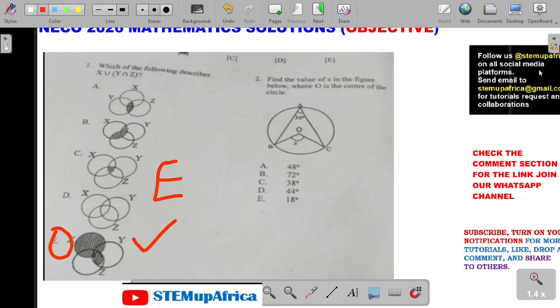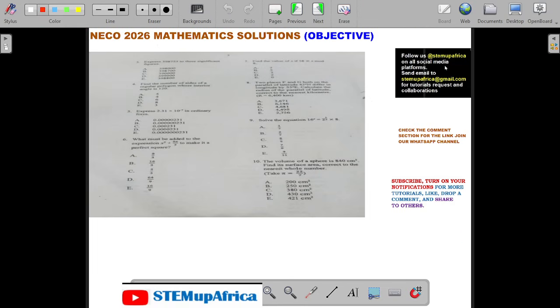Number 2, find the value of X in the figure below where O is the center of the circle. We know that the angle at the center is twice the angle at the circumference. So 36 times 2 gives us 72, which is option B. Then let's go to question 3.